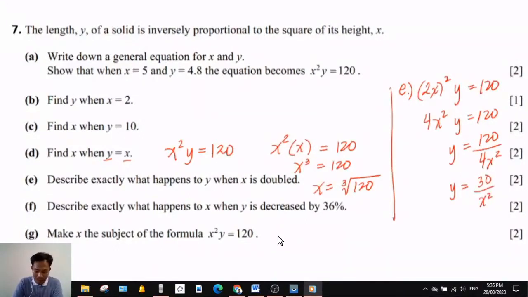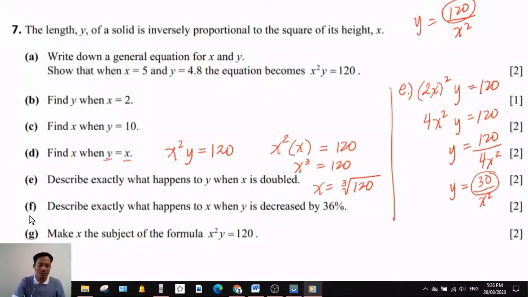Okay, remember originally y is equivalent to 120 divided by x squared. Okay, compare these two, 120 and 30. Okay, it becomes a quarter of the value of the original value of the y. So you can describe what happens to y when x is doubled by saying the value of the y becomes 1/4 of its original value. Okay, so that's letter E. I repeat, the value of the y becomes 1/4 of the original value of the y.